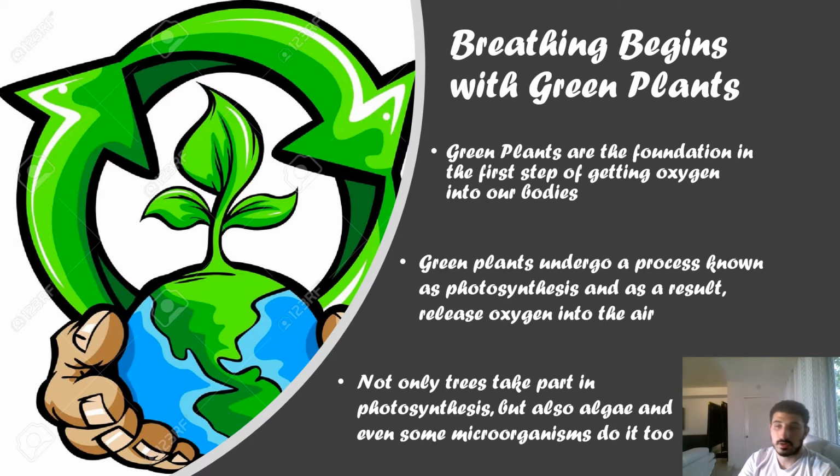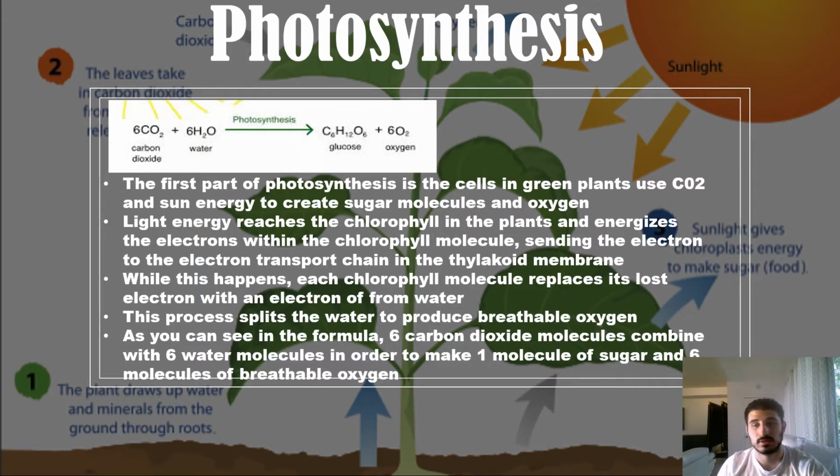Trees and plants aren't the only things. There's also algae and even some microorganisms that go through photosynthesis in order to create oxygen. Like algae in water creates oxygen within the water for fish to breathe, but they breathe in a different way. They don't have lungs, they have gills. They go through a different form of respiration.